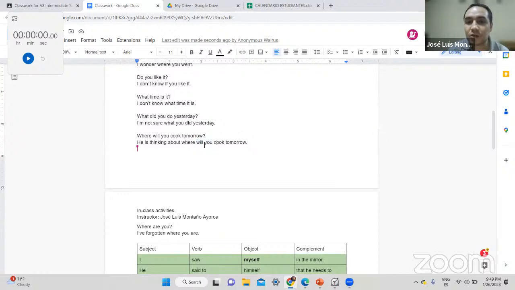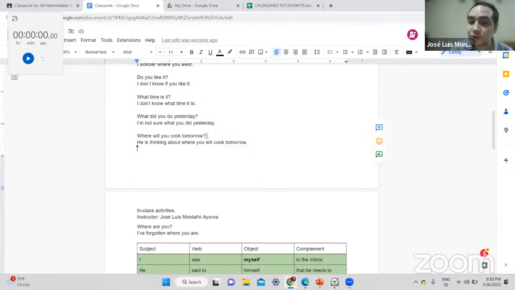So it's going to be where you will cook. Right? Because it's going to be subject, then will is the auxiliary, and then cook is the verb, right? So here, that's the only thing. I'm going to add it here. So: where you will cook tomorrow. That's great. Okay, everything else I think is working very good, Leandro.